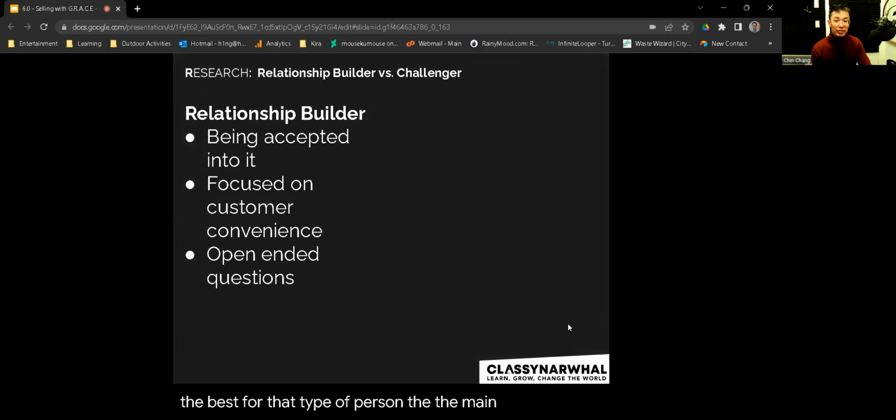The main contrast is that if you focus on being a relationship builder, it's more about acceptance. It's about being accepted by the customer. It's focused on customer convenience. So you're not challenging on their timeline, but you want to make it as friction-free as possible for them. You want to make it as conflict avoidant as possible.